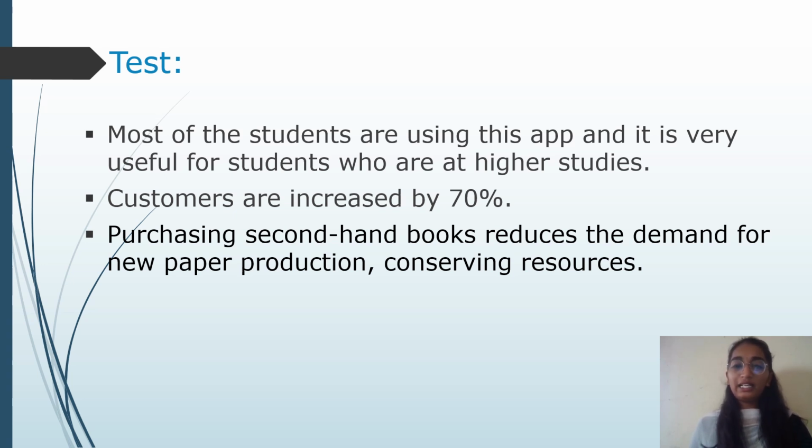Customers are increased by 70%. If we build this mobile application, then customers will increase by 70% to buy that product. Purchasing second-hand books reduces the demand for new paper production, conserving resources. By implementing this idea, we can save some lakhs of trees, because if we want to prepare a new book, definitely we need new pages, so it will be helpful for the environment also.